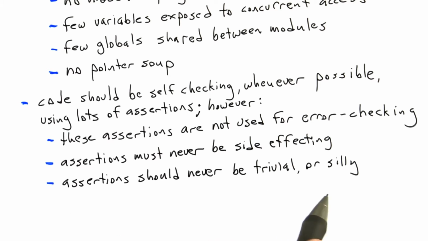Finally, these assertions should never be silly or trivial ones. Because first of all, those serve no purpose. Second, they clutter up code. Third, they make things slower. And finally, they fail to communicate useful information to the next person who looks at the code.